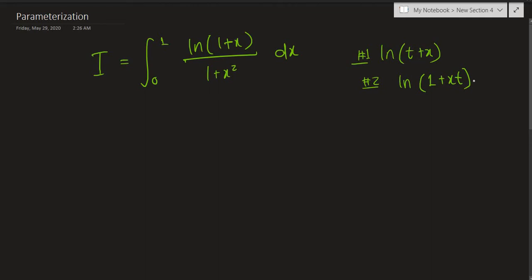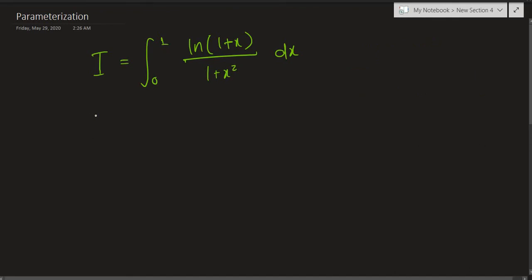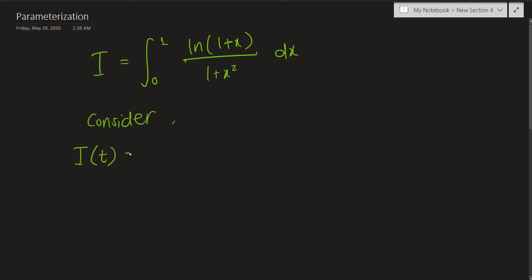So in this video I would like to stick with option number 2. So let's go ahead and use that. So now consider I of t to be the integral from 0 to 1 of the natural log of 1 plus x times t divided by 1 plus x squared dx.